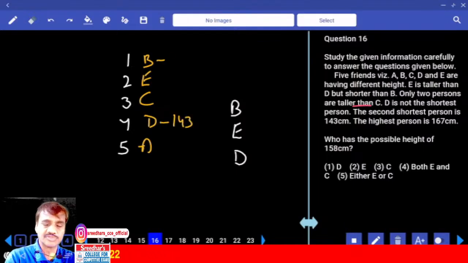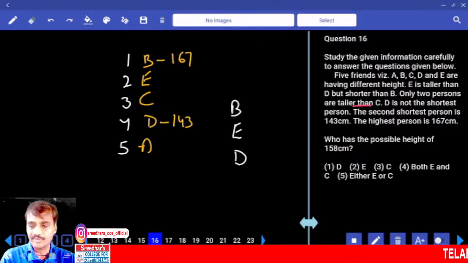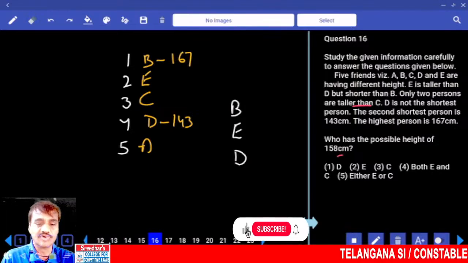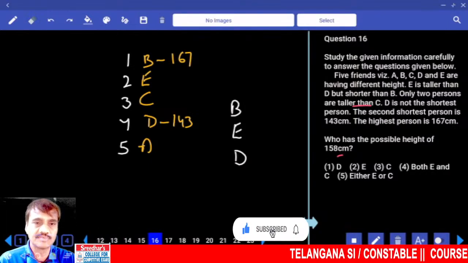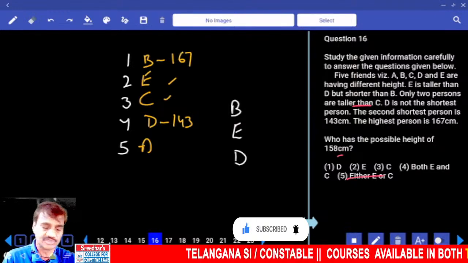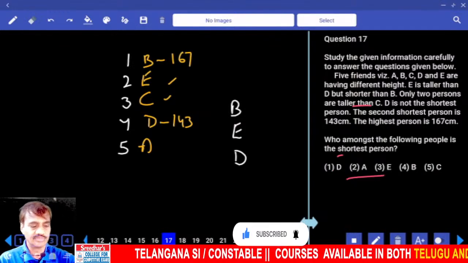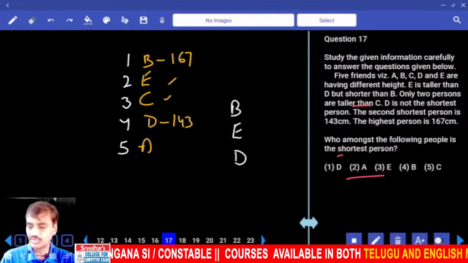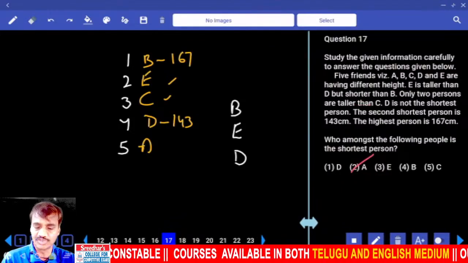And the tallest person is how much? 167. And who has the possible height of 158? Who can have 158? Either E or C, either this person or this person, a choice. Then next one, the 17th one. Who is the shortest person here? A, that is choice 2.